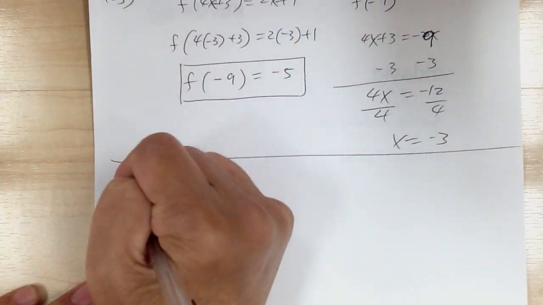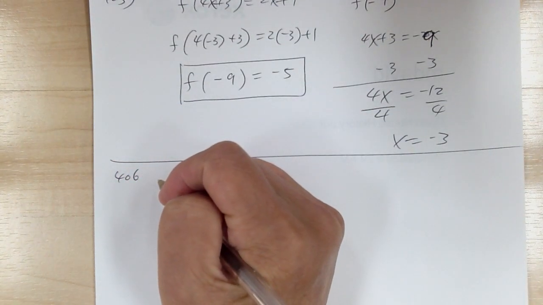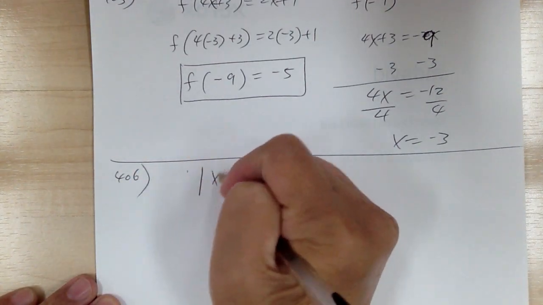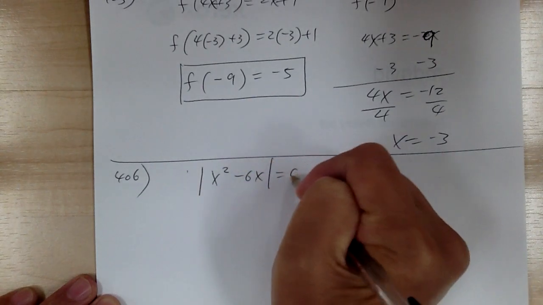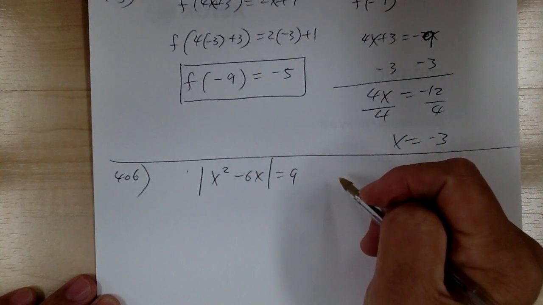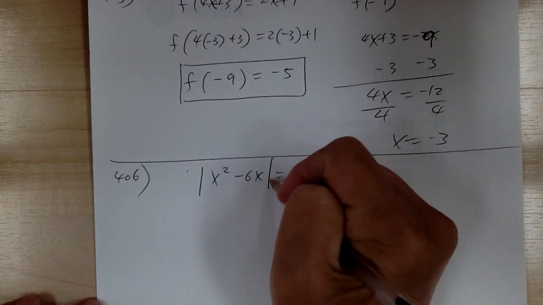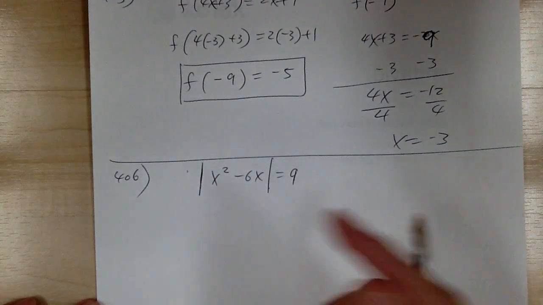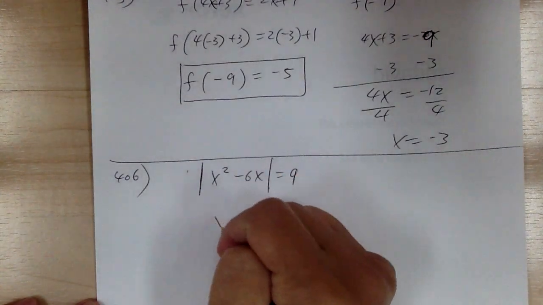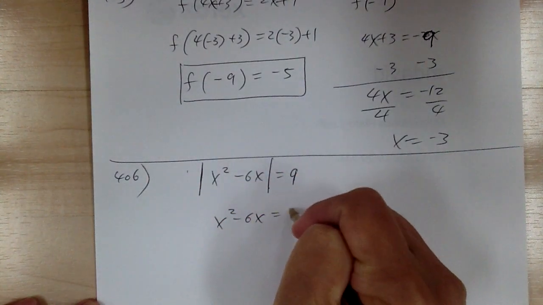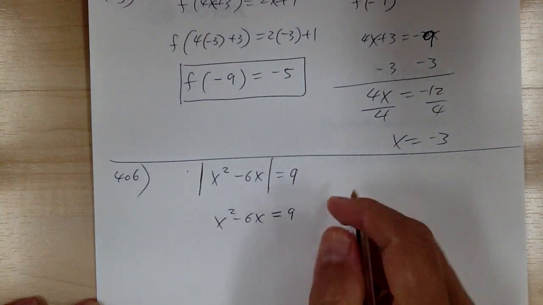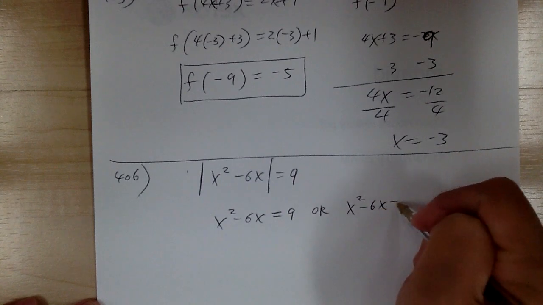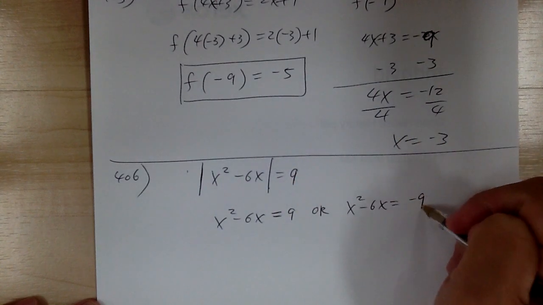Okay, let's go to 406. So the absolute value of x squared minus 6x equals 9. How many solutions are there in this equation? When you have absolute value, first you need to isolate the absolute value, and then separate into two equations. So you have x squared minus 6x equal to 9, the positive equation, or the negative equation where x squared minus 6x equals the negative on this side, so negative 9.